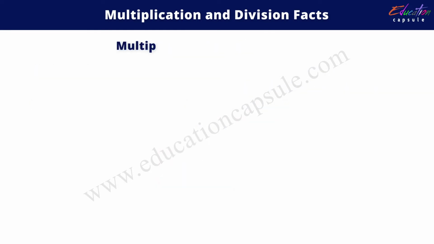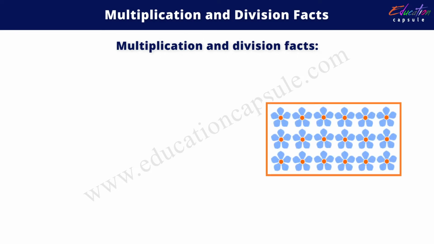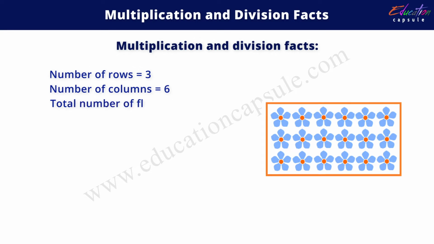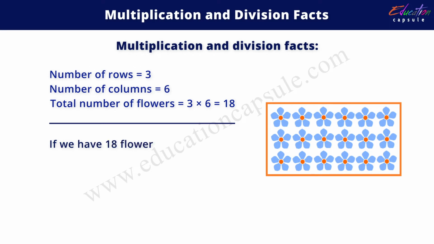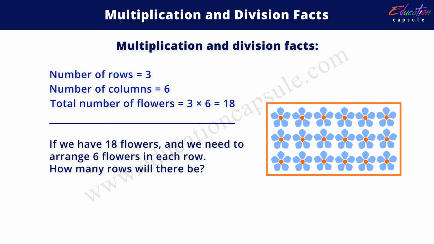Next to this is multiplication and division facts. Here, as you can see in the image, the number of rows is equal to 3, whereas the number of columns is equal to 6. So the total number of flowers would equal 3 times 6, which is 18. Now let's try this using another way. If we have 18 flowers and we need to arrange 6 flowers in each group, how many groups will there be? So 18 divided by 6 gives you 3.